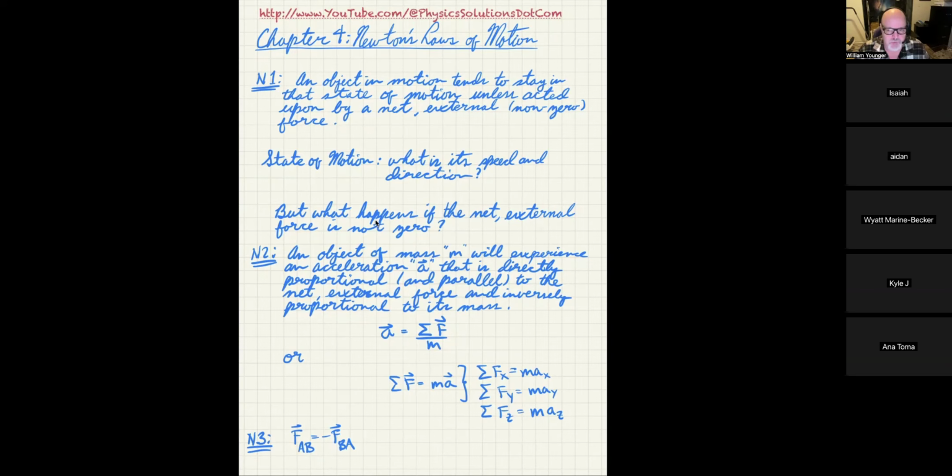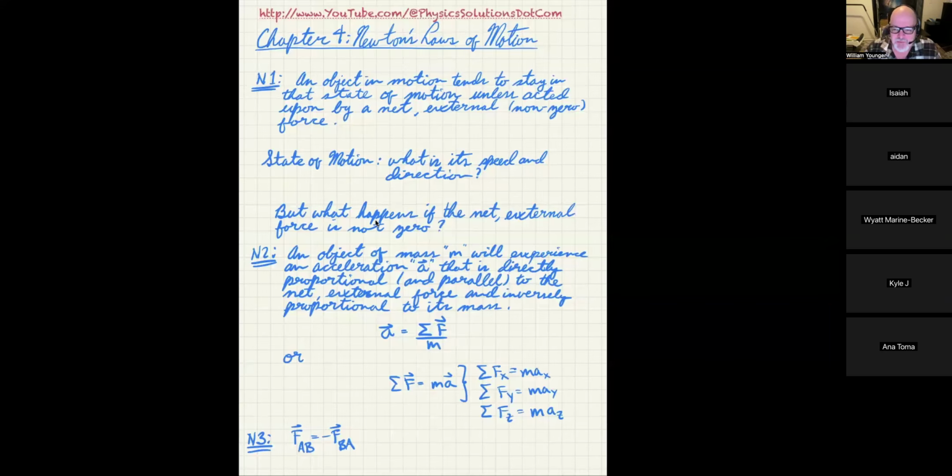But we're going to start off simple as if we're just treating individual objects. So an object in motion tends to stay in that state of motion unless acted upon by a net external force. By net, we mean we're going to sum up all those forces. And when I say external, I've hinted at that already.